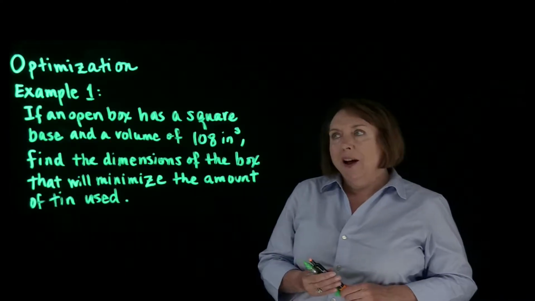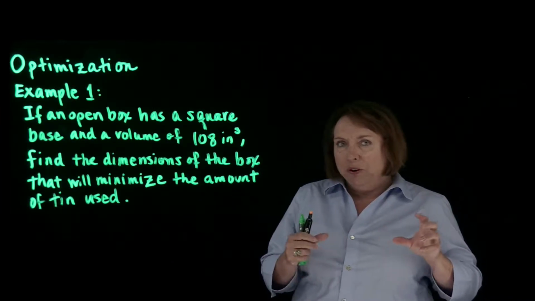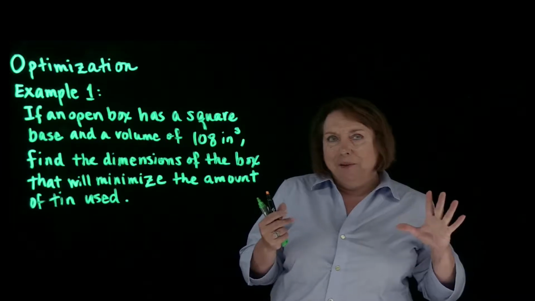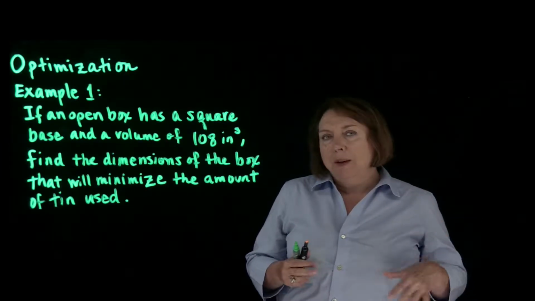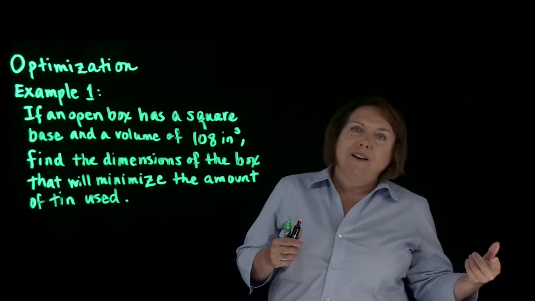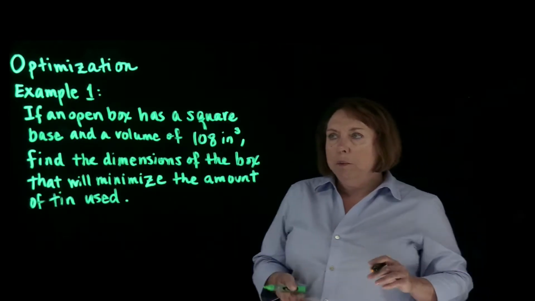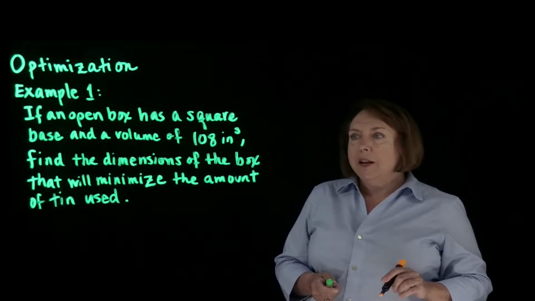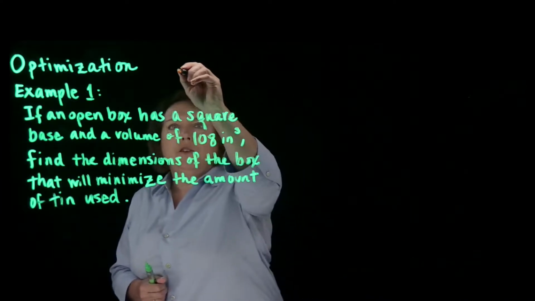This is example 1 of optimization used when optimizing some sort of either an object or a function that's maybe, as you'll see later on, going to be either a revenue or a cost function. So for this one, we have an open box, has a square base and a volume of 108 cubic inches. Let me see if I can try to draw this.